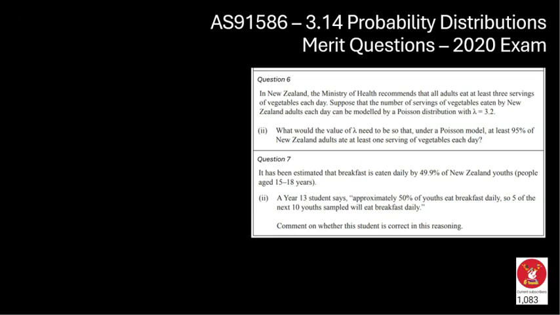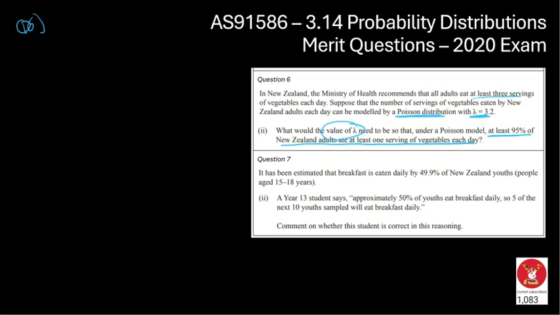Okay, we are now on to question number 6 from the website. So we've got the Ministry of Health recommending adults eat at least 3 servings of vegetables per day. Suppose that the number of servings of vegetables eaten by day can be modeled by a Poisson distribution with a lambda of 3.2. What would the value of lambda be under a Poisson distribution so that at least 95% of New Zealand adults ate at least 1 serving of that?